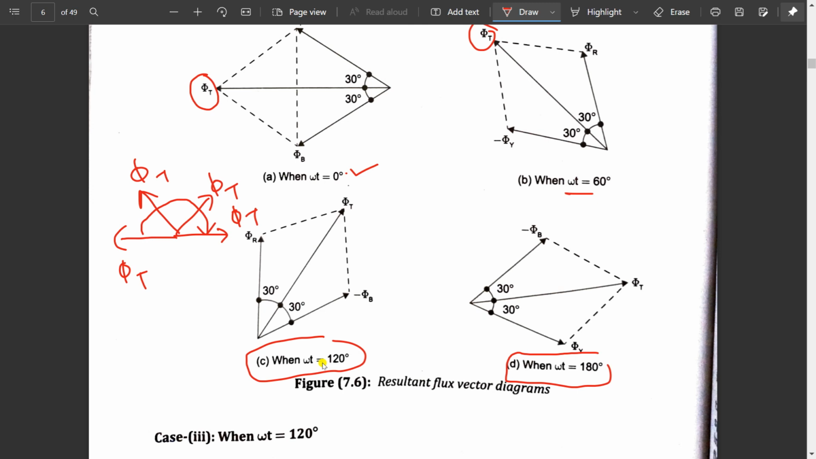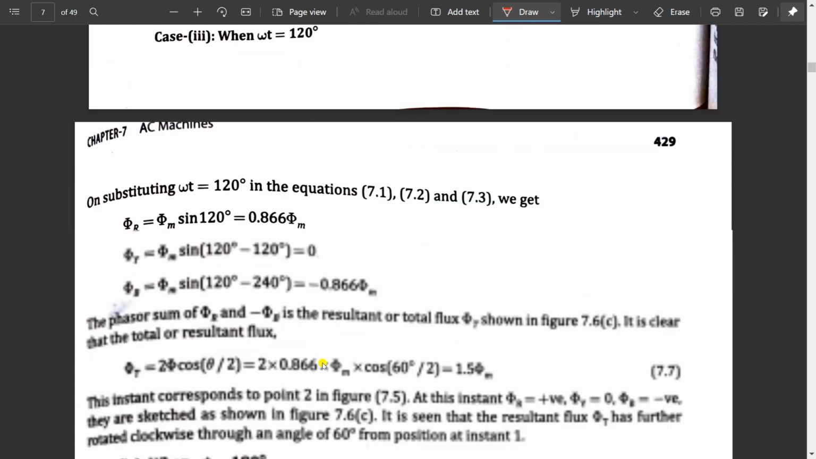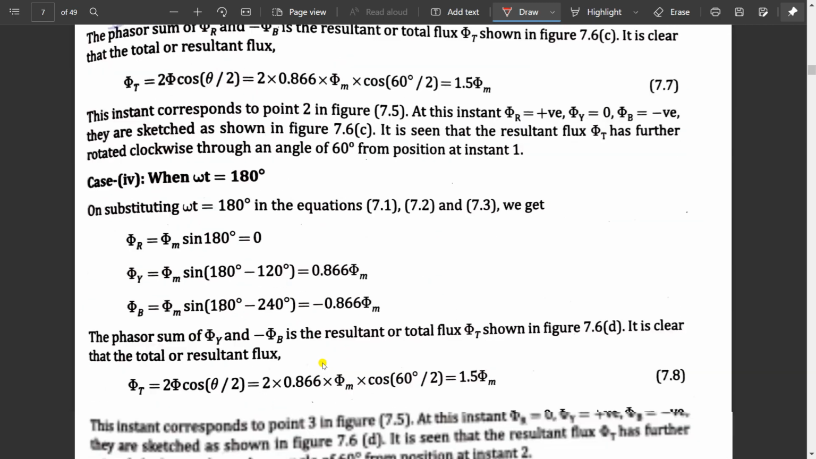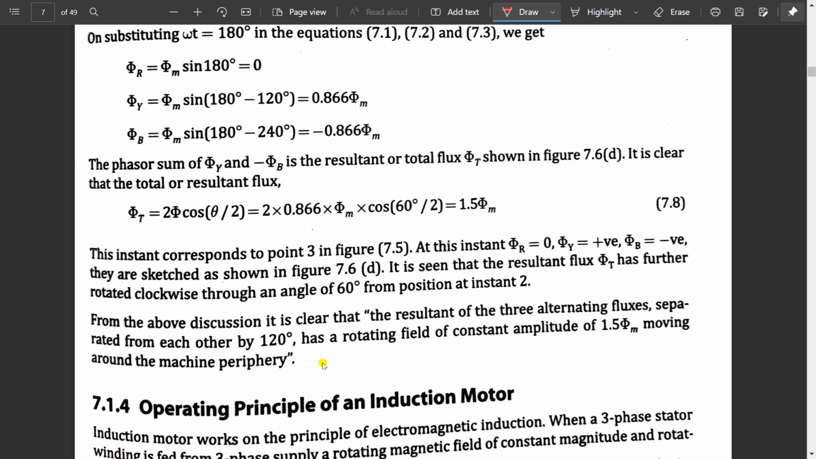Our concept is how the rotating flux is produced in a three-phase induction motor. If you observe from the start, I am assuming it is at 0 degrees. Next it is shifted by 45 degrees, again by one more 45 degrees, and lastly by 45 degrees. The total angle is 180 degrees. This way the rotating magnetic flux is produced in a three-phase induction motor. Try to observe in a similar way how we can produce the rotating flux at omega t equal to 180 degrees.